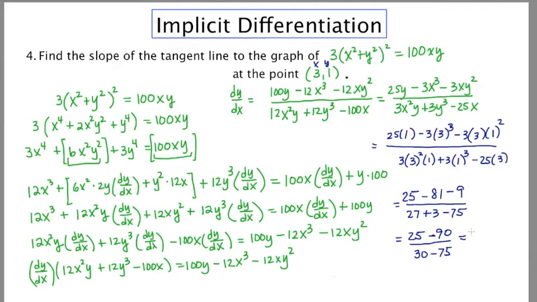So we get negative 65 over negative 45. Two negatives make a positive. Both of these are divisible by 5. 13 over 9. Now, of course, the most fun part of all this is checking the back of the book or looking up the answer somehow and seeing if you got it right.